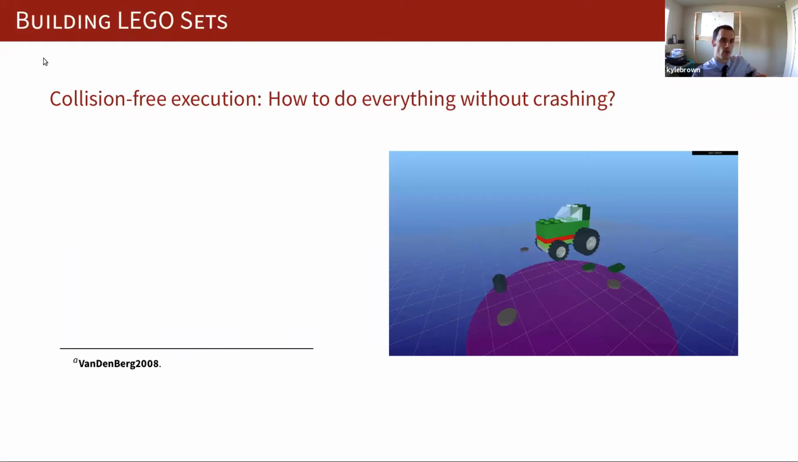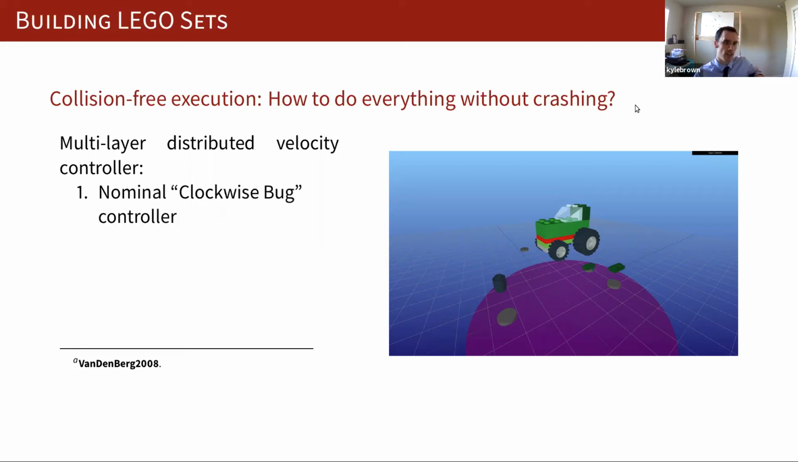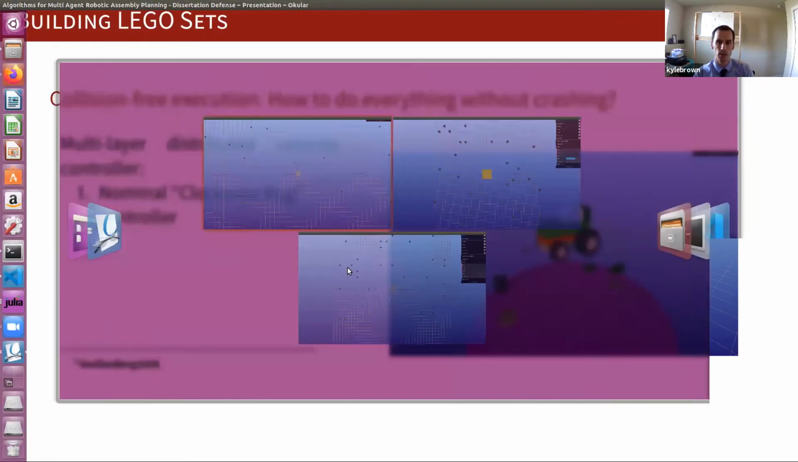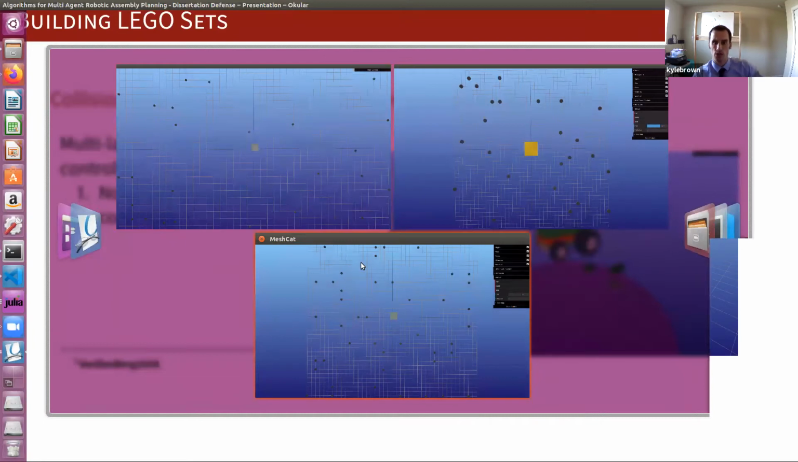So once we've assigned robots to tasks and robot teams to tasks, we now need to actually execute the plan. And so we need, of course, for the robots not to collide with each other. To do this, we employ a multi-layer distributed velocity controller where each robot is running its own controller separately from the others. And the nominal controller is a clockwise bug controller, which is what is often called a bug controller in the literature.